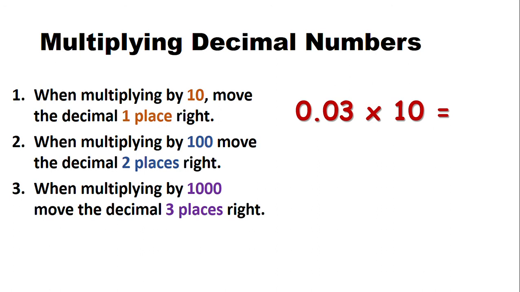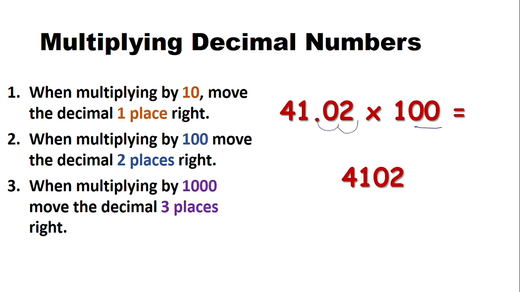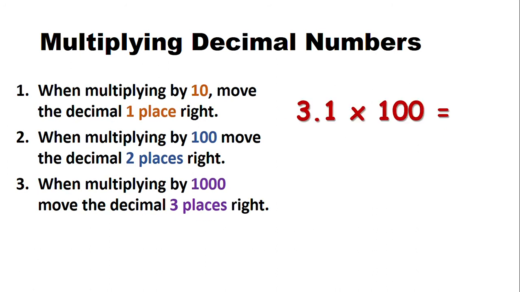Let's try one a little more difficult now. This one has some zeros in it. If we move this decimal once to the right, it's not going to go away completely. So instead of 0.03, we're just going to have 0.3. Let's try one with 100 this time. Now we have 2 zeros. We move the decimal 2 places, and our answer will be 4,102. Next one, also multiply this one by 100.